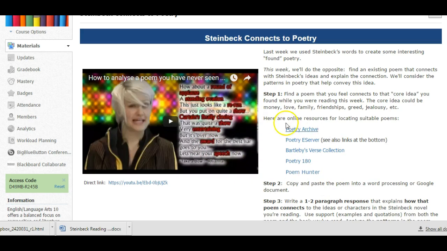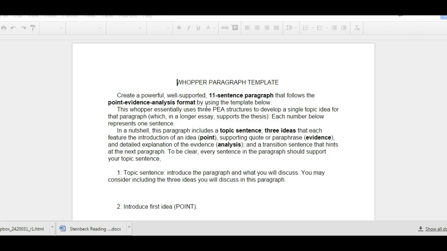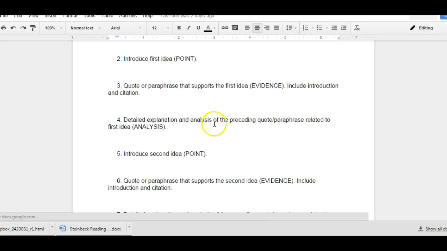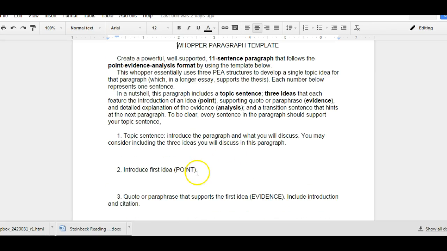So you can use each of these poem resources here, find a poem, and then you'll write a 1 to 2 paragraph response that shows how your poem explains the same idea as Steinbeck's book. 2 different types of literature, but 2 ideas that are expressed through patterns. You can use the Whopper template here that's also found at the bottom, and that basically is putting a bunch of PEAs together. You have a PEA: point, evidence, analysis, point, evidence, analysis, point, evidence, analysis, for a real solid paragraph. That's basically say something, prove it, tell how you proved it. It's a pretty straightforward way of writing.